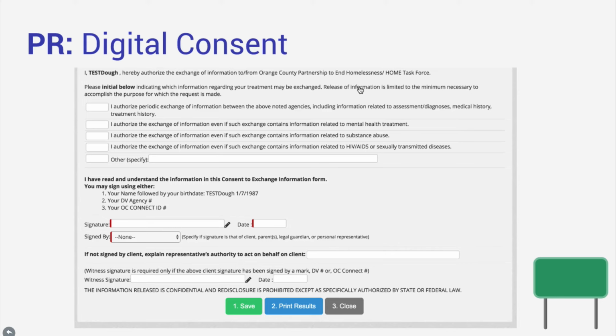I'm revoking my consent to be part of this list and this discussion, at which case they can let anyone at the Partnership to End Homelessness know, and that would be printed on the printed version. And my contact information will be on that printed part of the consent.